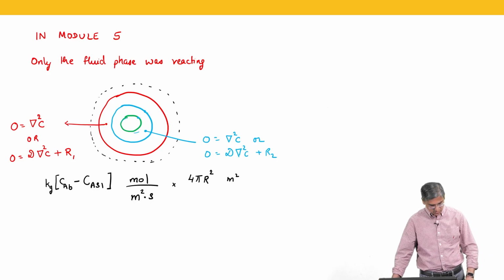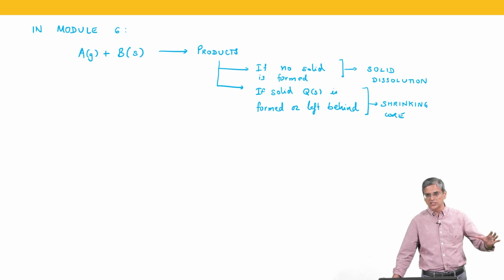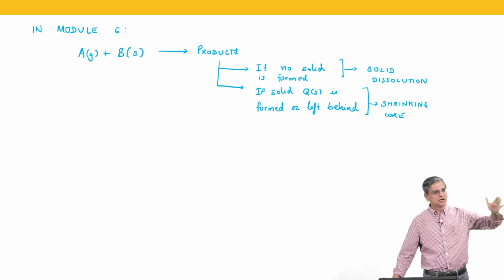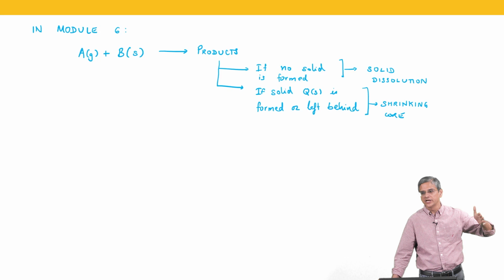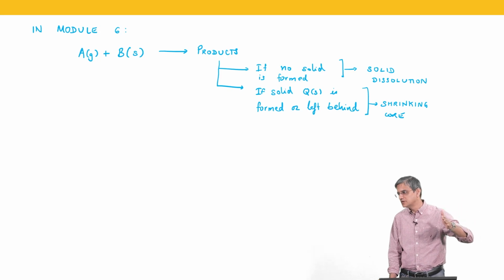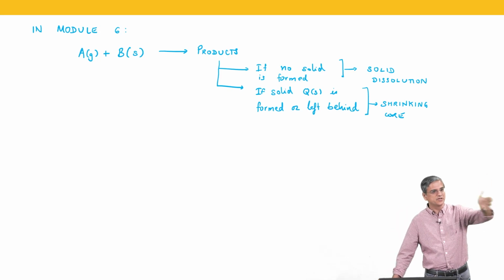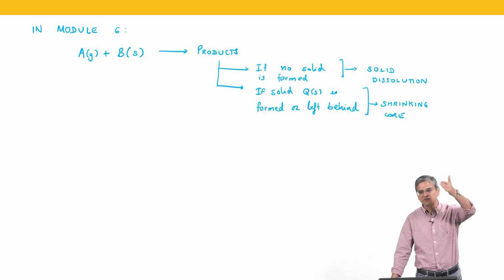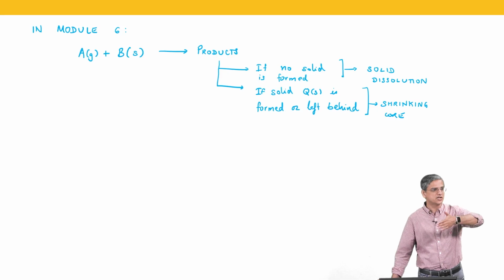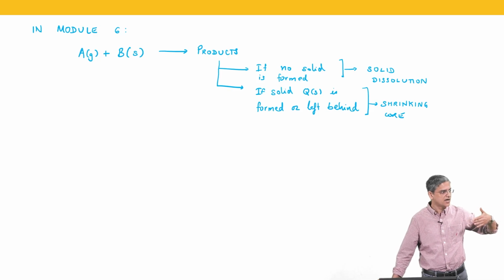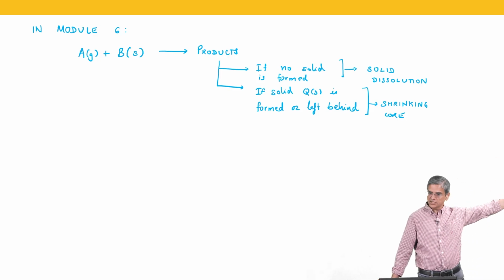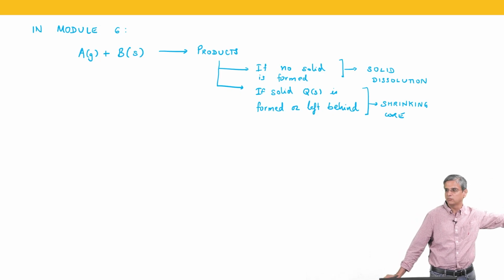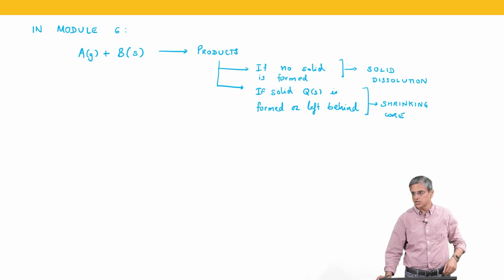In module 6, there are two parts to it: what happens to A and what happens to B. The rate of reaction that is taking place is the same for A plus B going to products. If R is the rate of reaction, the rate of consumption of A is minus A multiplied by R, and the rate of consumption of B is minus B multiplied by R, something that we talked about right in the beginning in module 1. Same concepts are going to be over here.